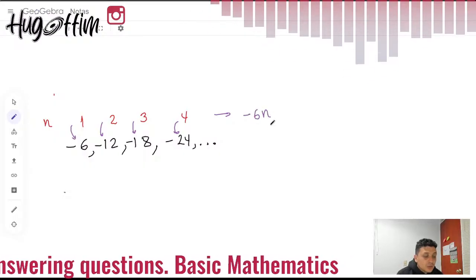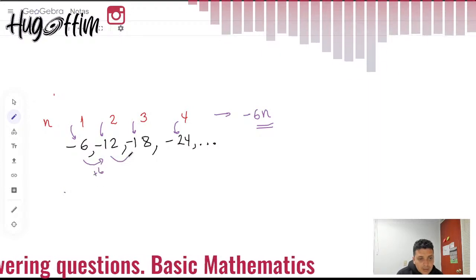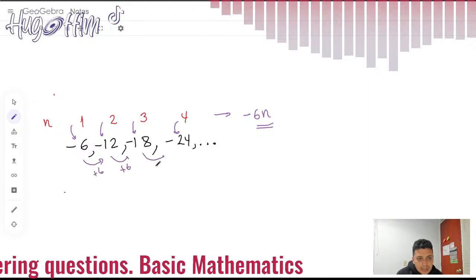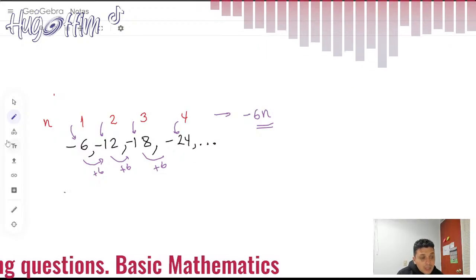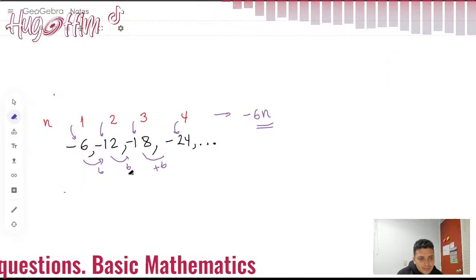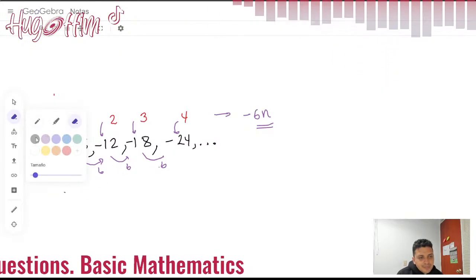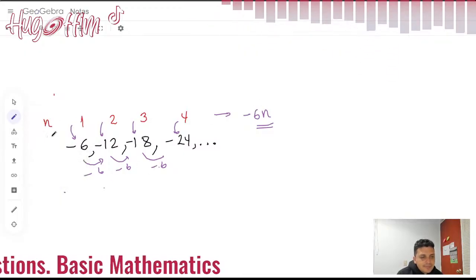This is another way to do it. In this case, you're adding 6 all the time. Sorry, it's not adding, it's subtracting, because it's negative 6. We're subtracting all the time. So you have the negative 6n.